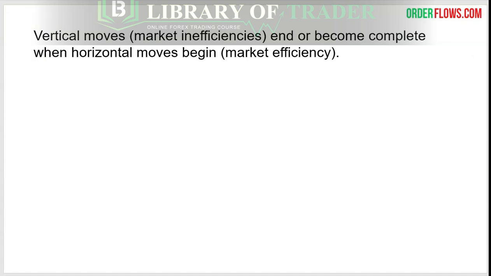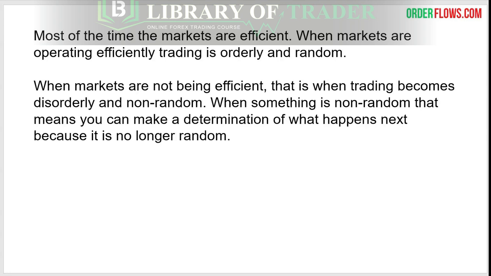So vertical moves, market inefficiencies, end or become complete when horizontal moves begin, right? You have a vertical move in a direction, you move higher, new highs, then you stop, you go sideways, you just rotate around the high. That's your horizontal move. The market's found a place of market efficiency. Then the market's either going to go higher and look for a new area, or go lower and find an area that it was at earlier to trade around. Most of the time, markets are efficient. When markets are operating efficiently, trading is orderly and random. I know people don't want to say trading is random. Trading in the next tick is random. You don't know if it's going to be up or down.